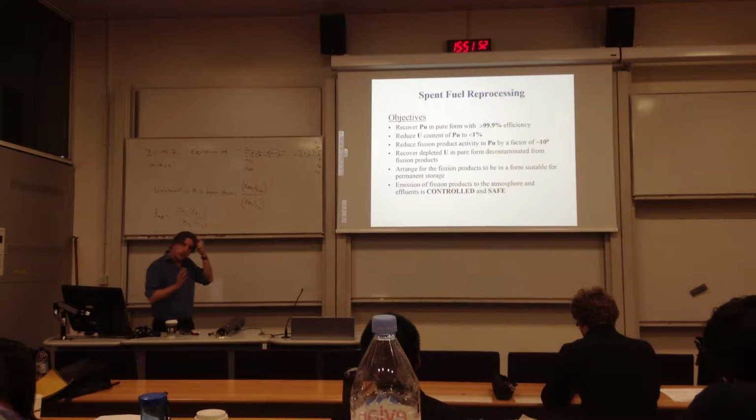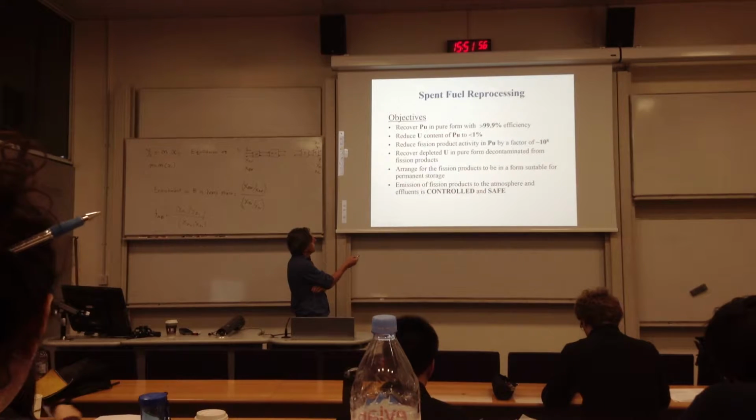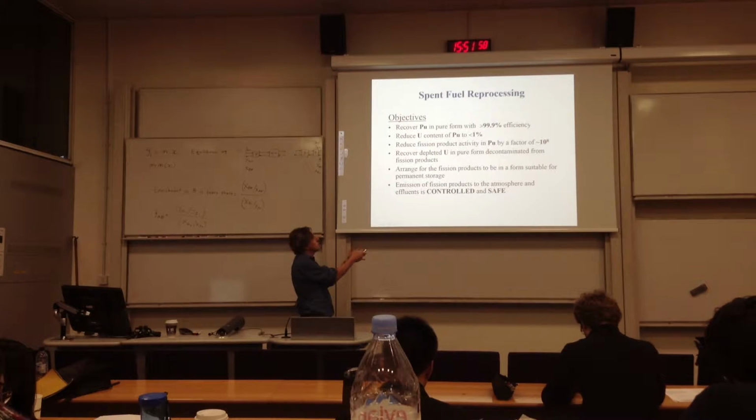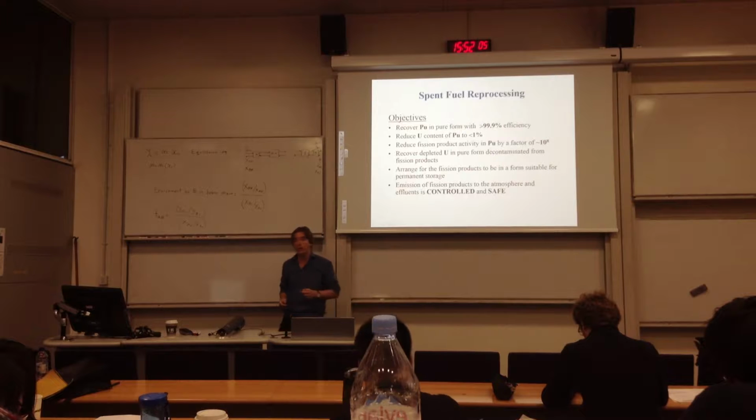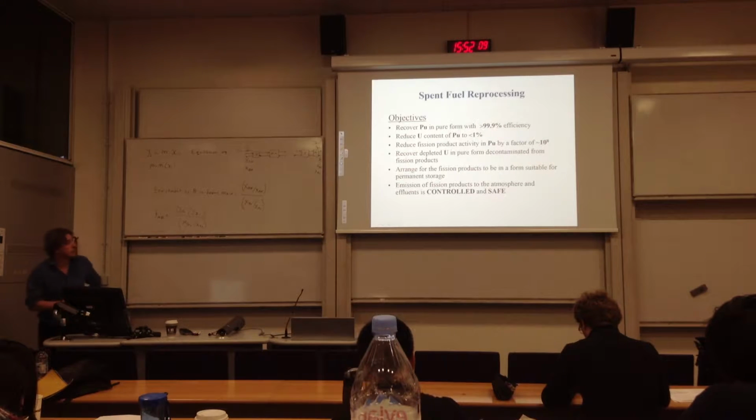So the objectives of reprocessing are, well, first, recover plutonium. As I said, there will be a stream containing plutonium, and we want to recover as much plutonium as we can from those, so it doesn't go to waste in the fission products or doesn't end up with uranium.